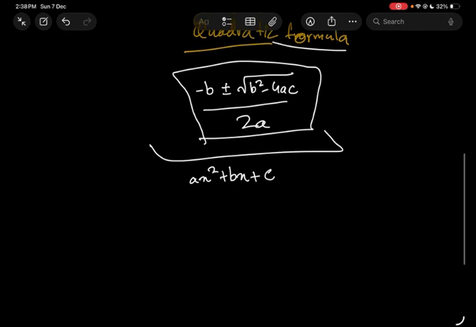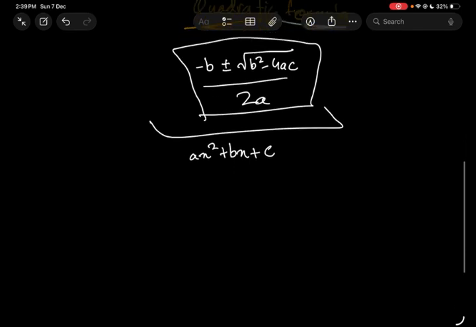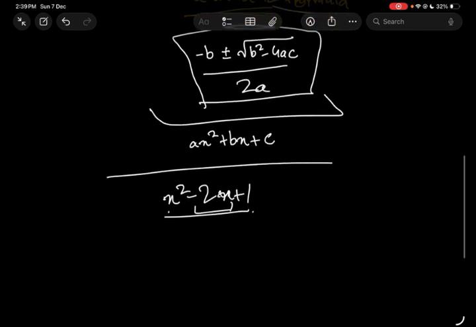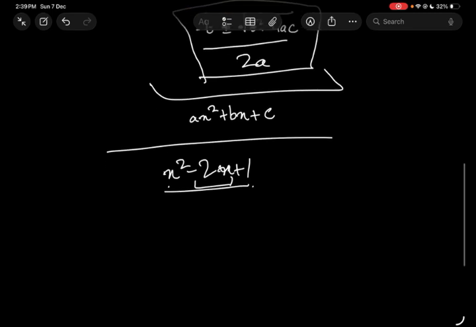So let's use a few examples. For example, the polynomial x square minus 2x plus 1 cannot be factored by regular middle term splitting. You cannot split the middle term into two parts such that the multiplication of each part is x square. So we use the formula minus b plus minus the square root of b square minus 4ac upon 2a.